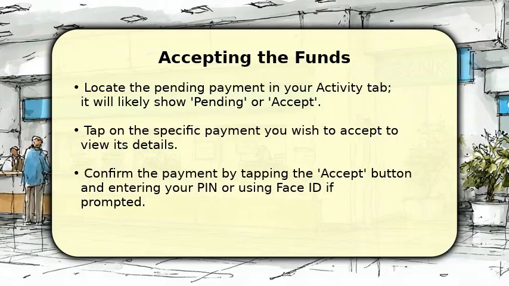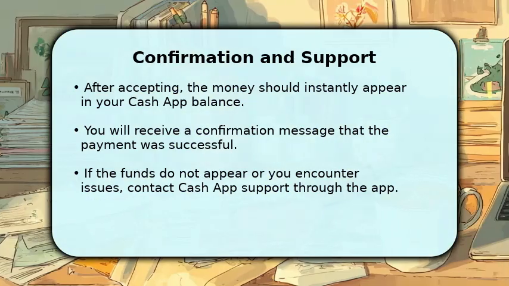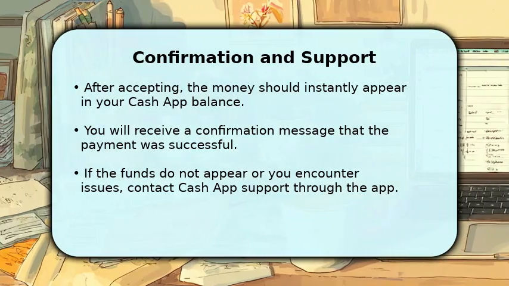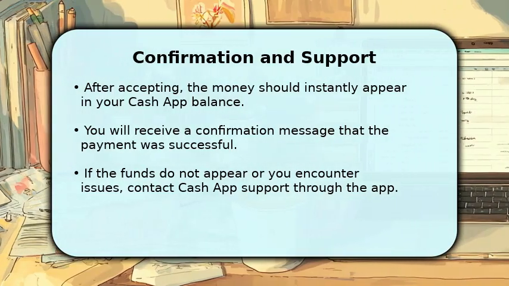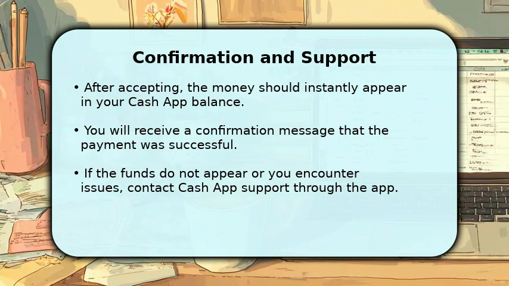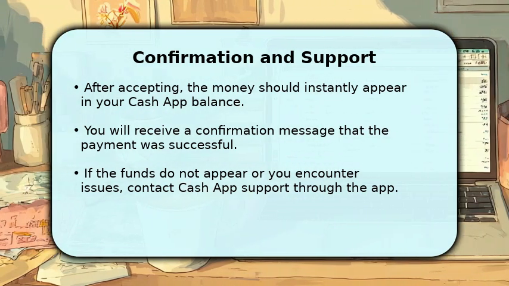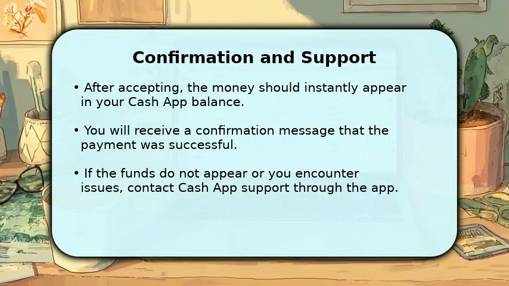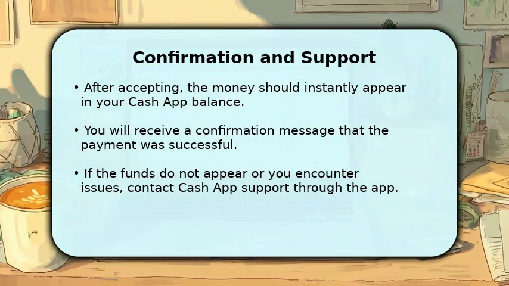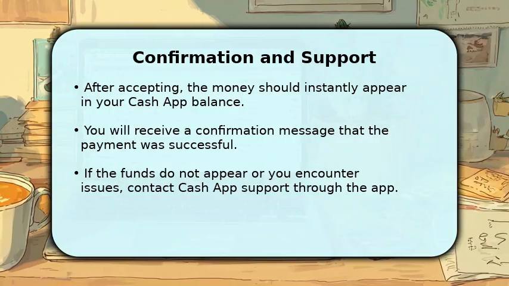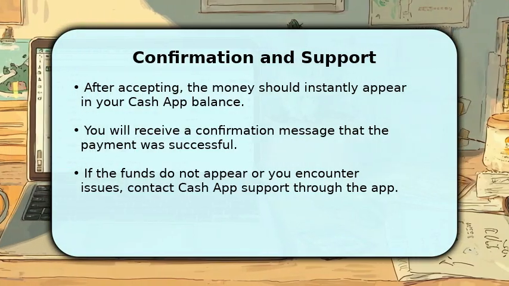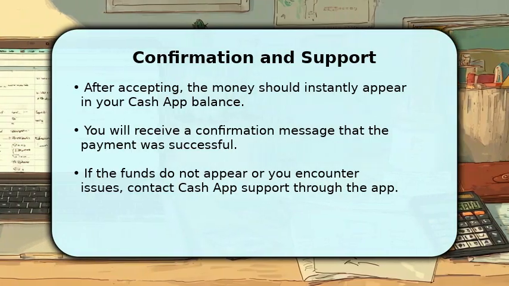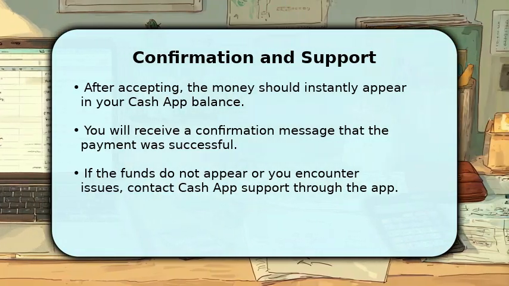confirm the transaction securely. After successfully accepting the payment, the money should instantly appear in your Cash App balance, ready for use or transfer. You will also receive an immediate confirmation message, usually within the app, indicating that the transaction was successful. If, for any reason, the funds do not show up or you experience any issues, please do not hesitate to contact Cash App support directly through the Help section within the application for assistance.